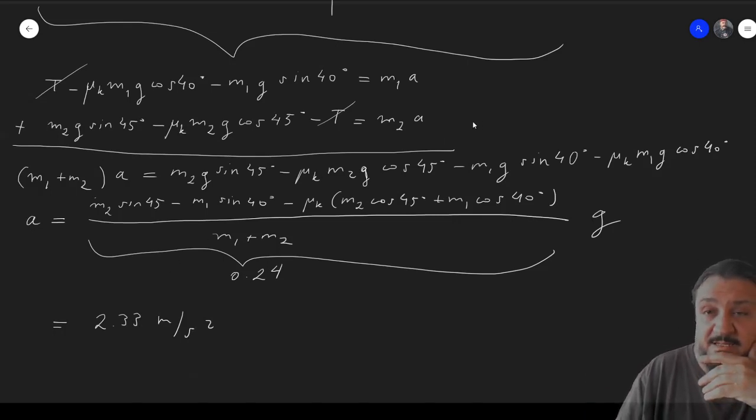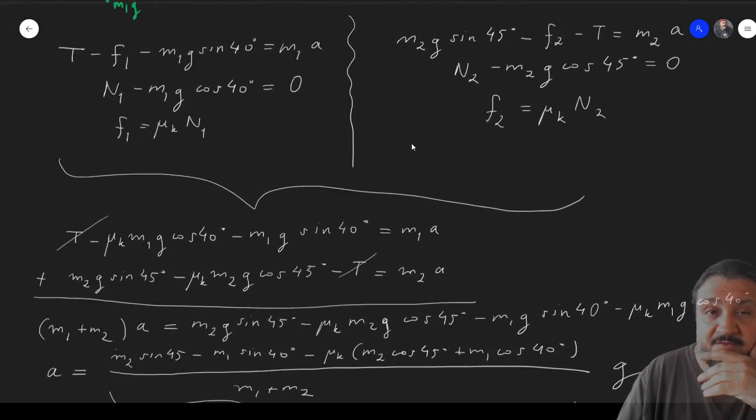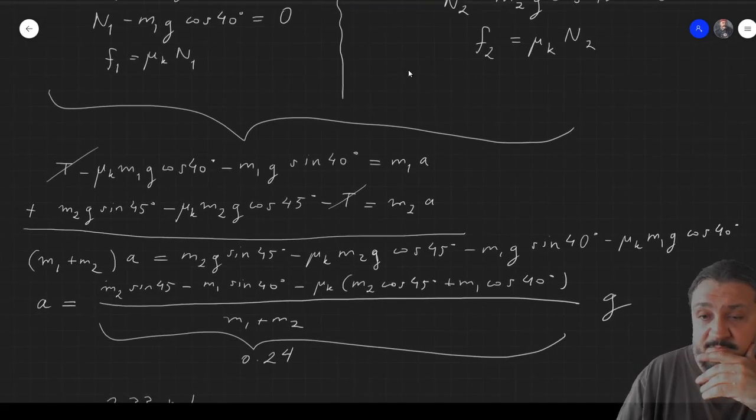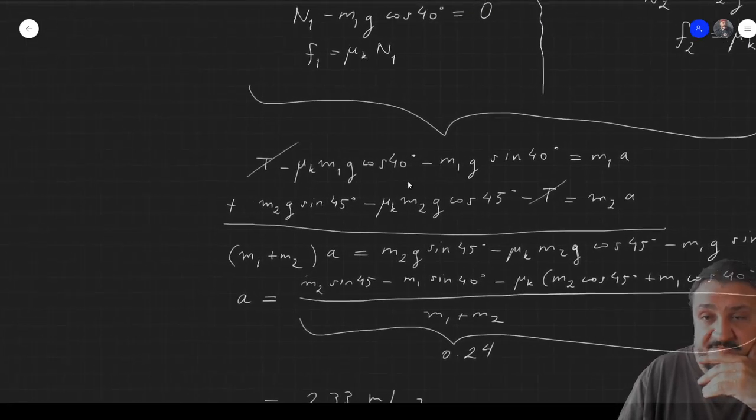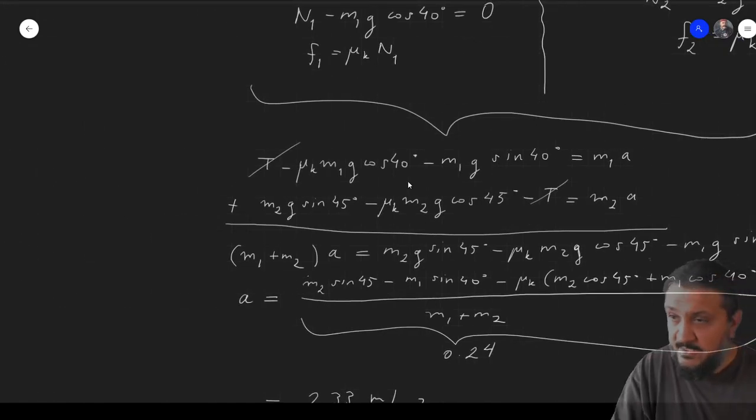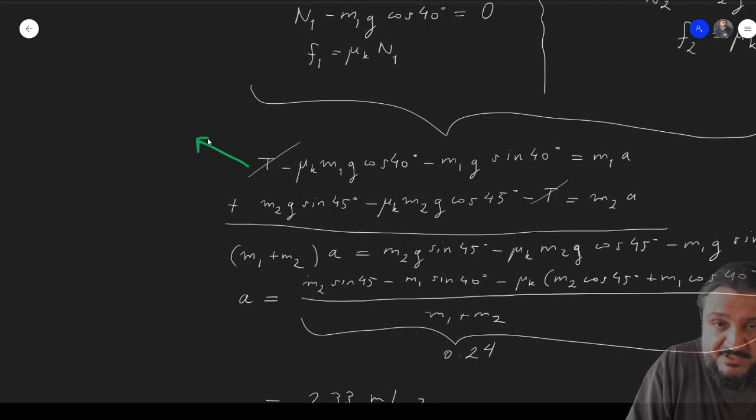What will be T? You go back to this equation here, or this one, doesn't matter, either one of them. Let's use the first one. Okay, let's change colors. So here, taking this equation now, solve for T.